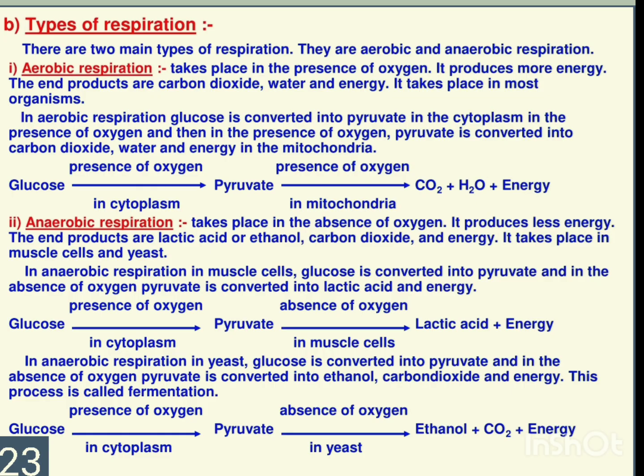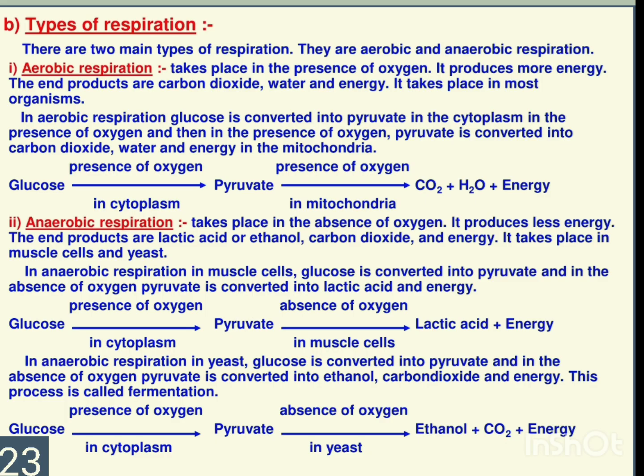Next is anaerobic respiration. Anaerobic means the absence of oxygen. It produces less energy, whereas aerobic produces more energy. The end products are lactic acid or ethanol, carbon dioxide and energy. It takes place in muscle cells and yeast. Anaerobic respiration means respiration takes place in the absence of oxygen. There will be no oxygen.